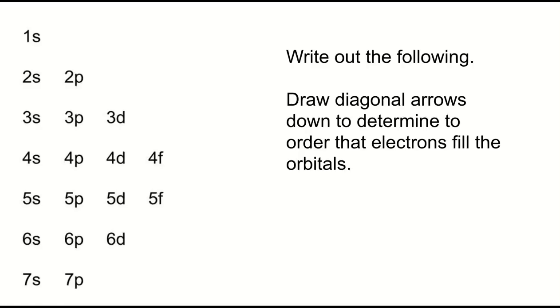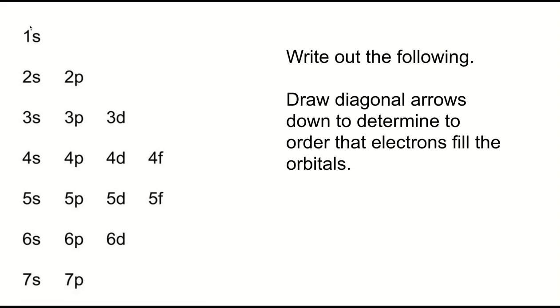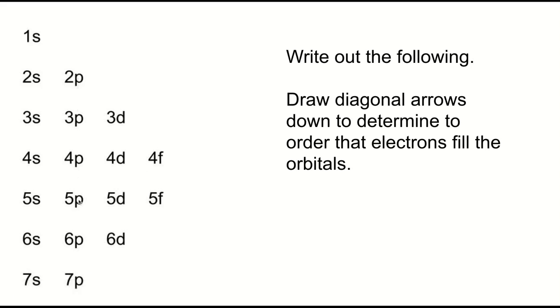So first off, you're going to write out the following. You just start at the top, write 1, 2, 3, 4, 5, 6, 7. Then put in S's. Then you remember the second has 2, the third has 3, the fourth has 4. After that point, you're going to start working backwards. So the fifth has 4, the sixth has 3, and the seventh has 2. Put in P's for the second column, D's for the third, and you can put in F's for the fourth column.